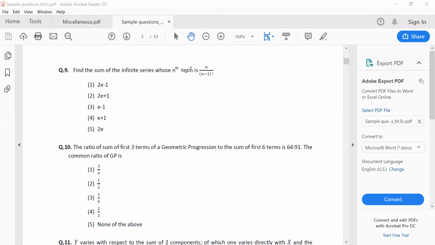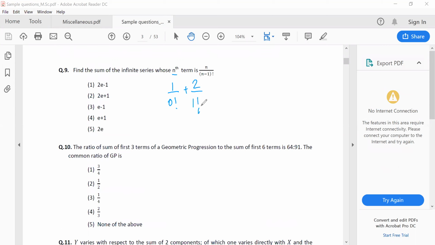Find the sum of the infinite series with nth term n by n minus 1 factorial. If I put n is equal to 1, I have 1 by 0 factorial, then 2 by 1 factorial, then 3 by 2 factorial, and so on. So e to the power of 1 is what? 1 plus 1 by 1 factorial plus 1 by 2 factorial.